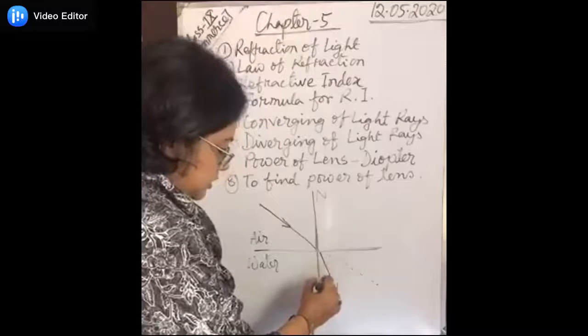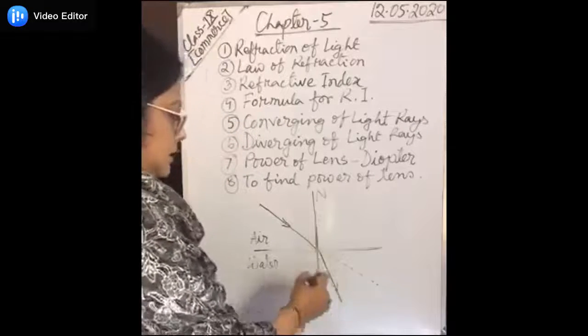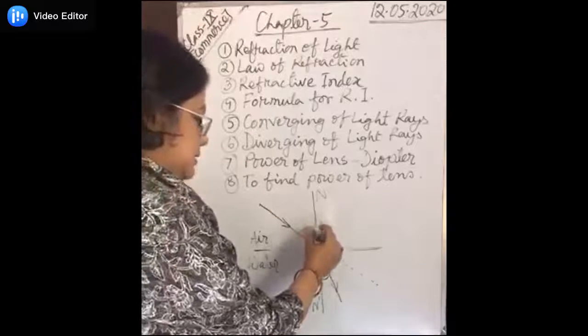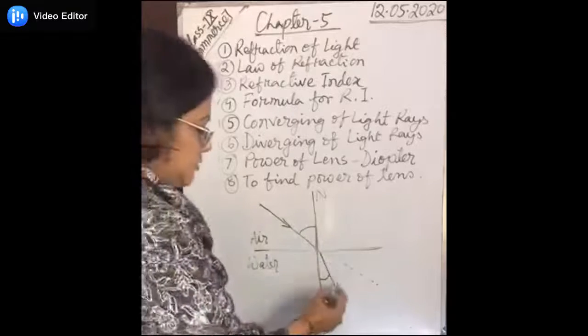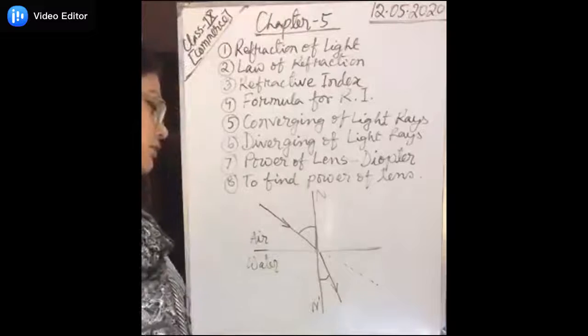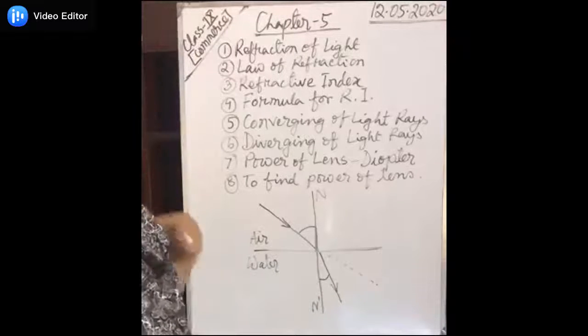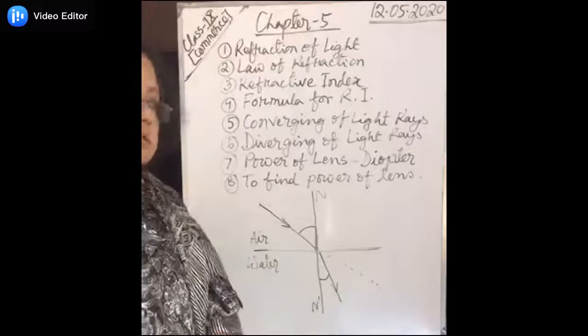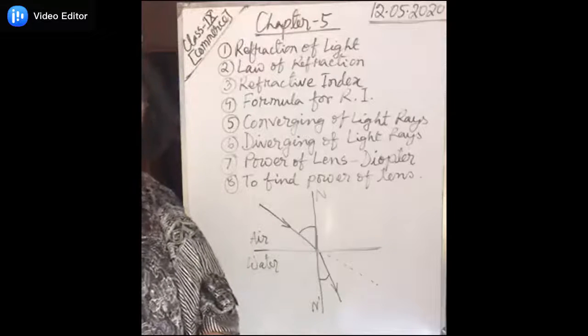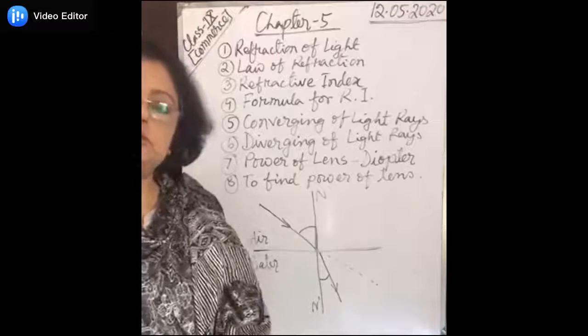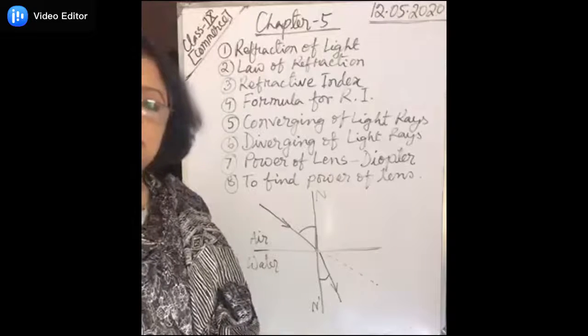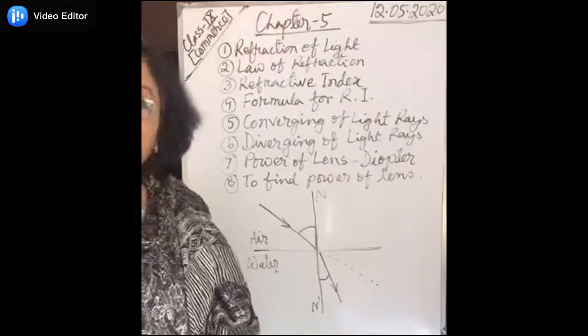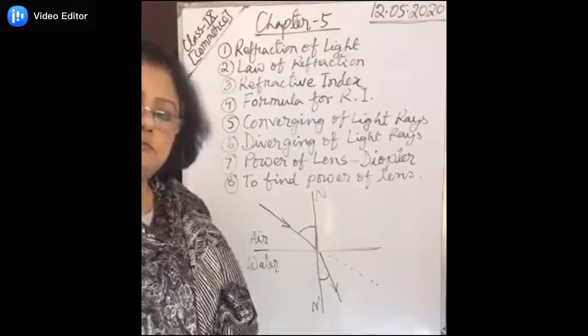So it is coming towards the normal, and the incident ray creates an angle with the normal, and the refracted ray also creates an angle with the normal. Now the question is, what is refraction of light? Refraction of light is the bending of light, that means the diverging and converging of light rays through lenses or mediums is called refraction of light.